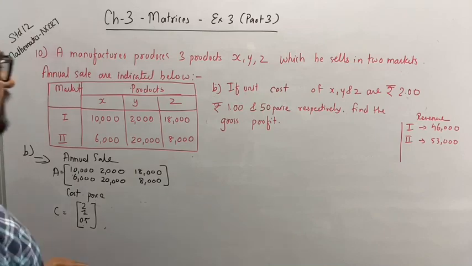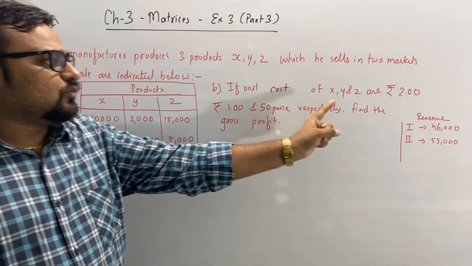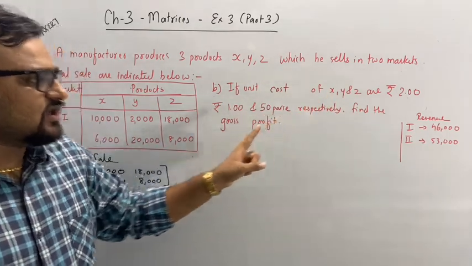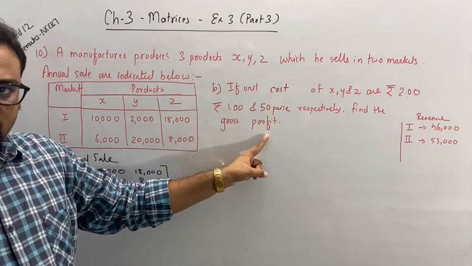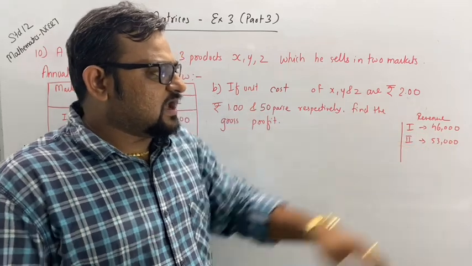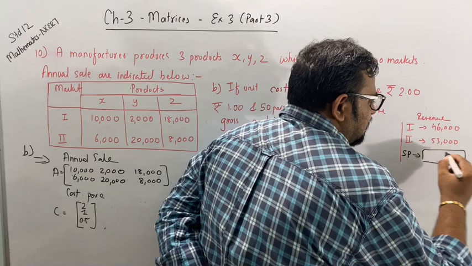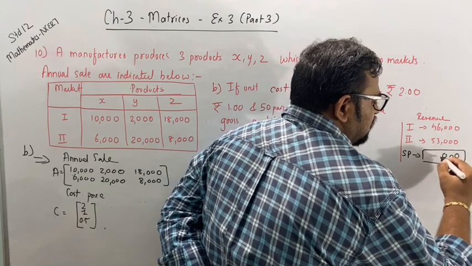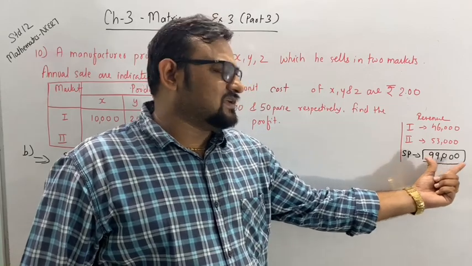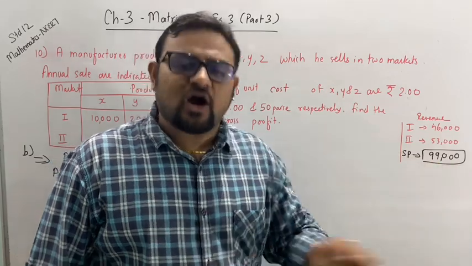Part B is: if the unit costs of these three commodities are rupees 2, rupee 1, and 50 paise respectively, you have to find the gross profit. From part A, the revenue from market 1 is 46,000 and from market 2 is 53,000. So the total selling price was 99,000 of all the products. This much amount was collected by selling.